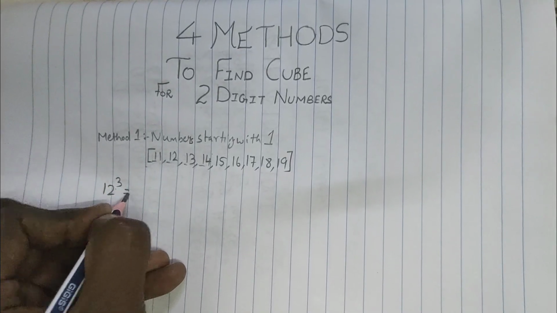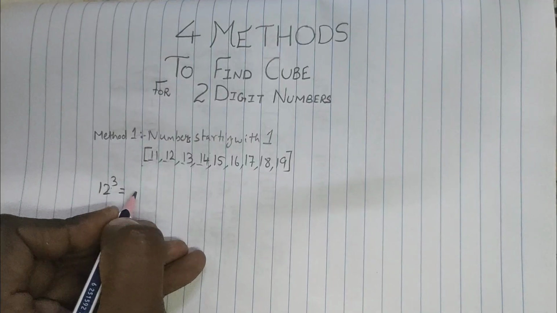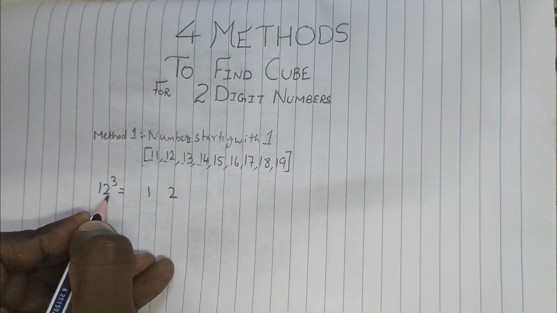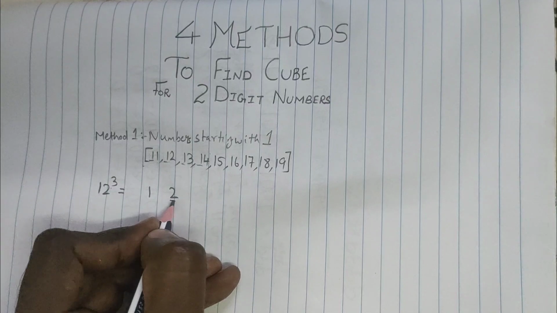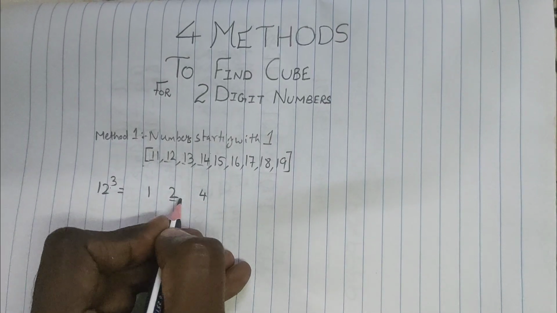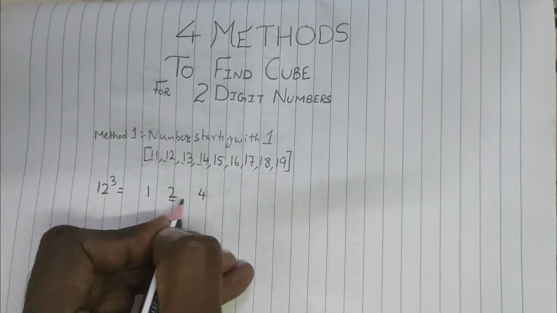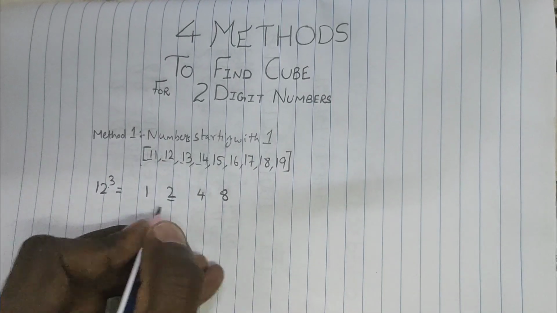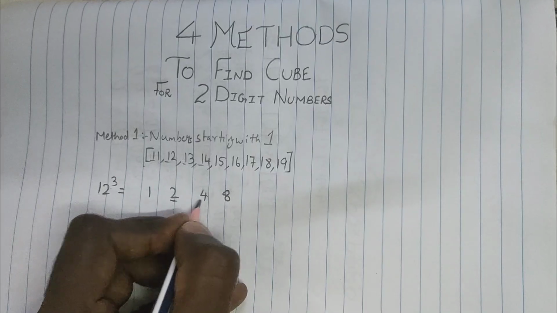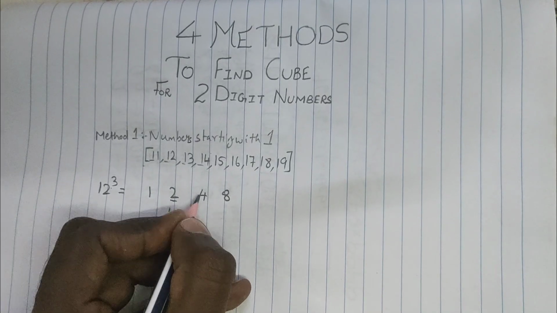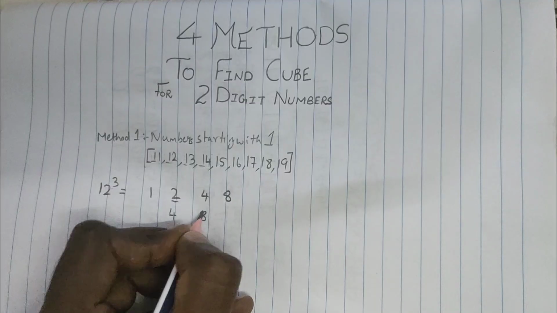So 12 cube we can write like this. Write 1 and 2, the same 1 and 2, and then for the second number you do the square of it: 2 squared is 4. And for the next, you do the cube of it: 2 cubed is 8. And the second and the third number you just double: 2 times 2 is 4 and 4 times 2 is 8.